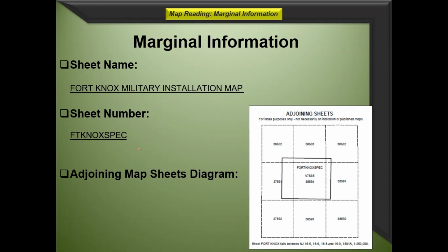What this sheet number tells you is how this map fits into the bigger picture. And that's where the adjoining map sheets diagram comes in. That way, in the event that you need to go outside of your map, you would have an idea of the number that you would need to look for to find the next map you would need if you were to go into that area.